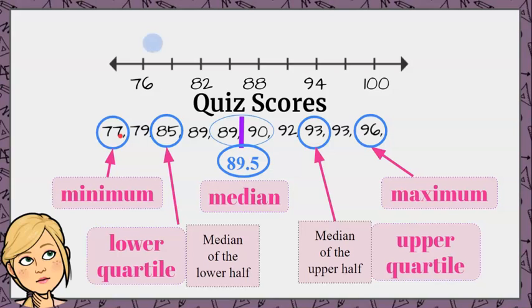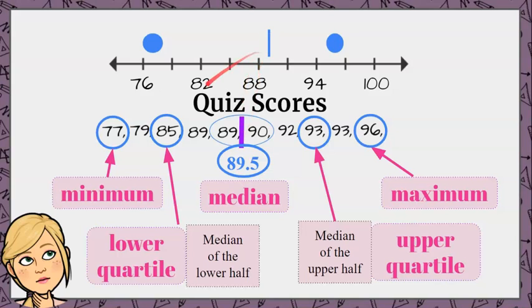So we're first going to plot our minimum. Our minimum is 77, so it's right about there. Then let's go put our maximum. We need a dot over here by our 96. Our 96 is right here. And then we can put our median, which is 89.5, so right about here.